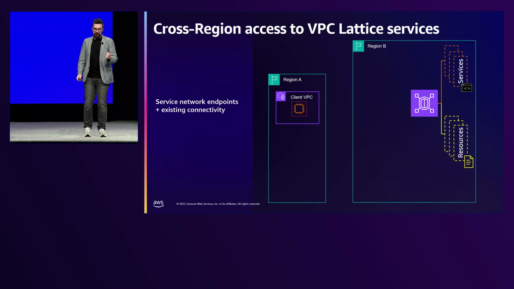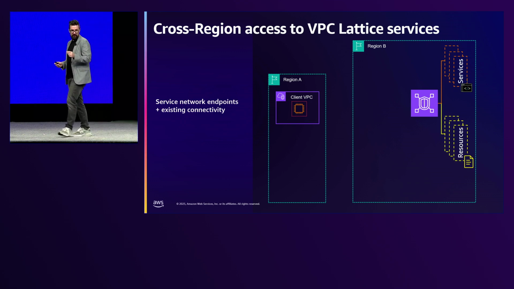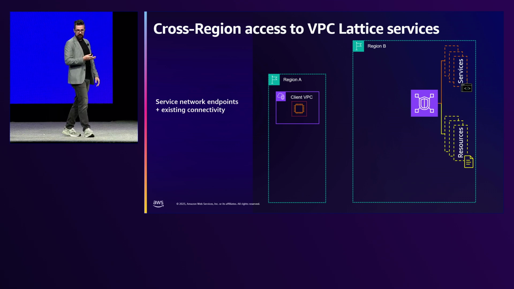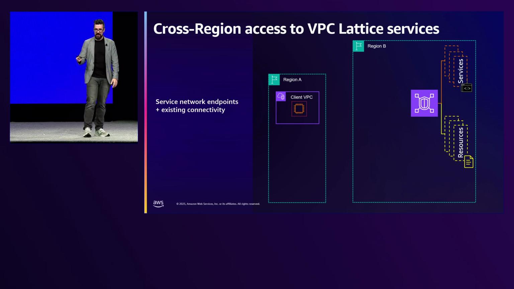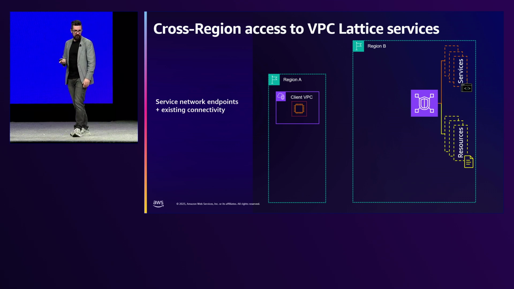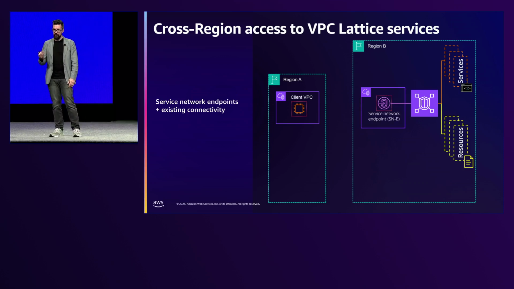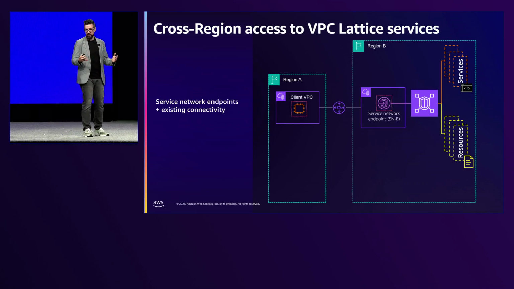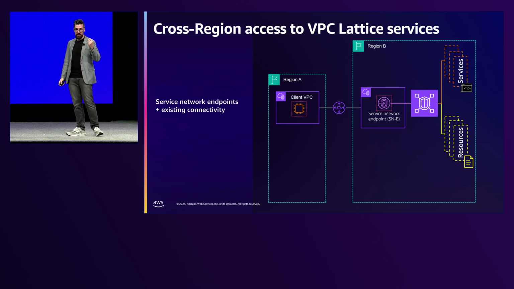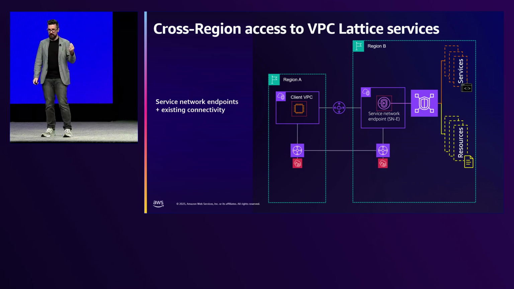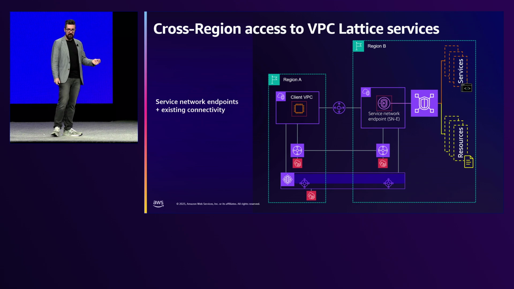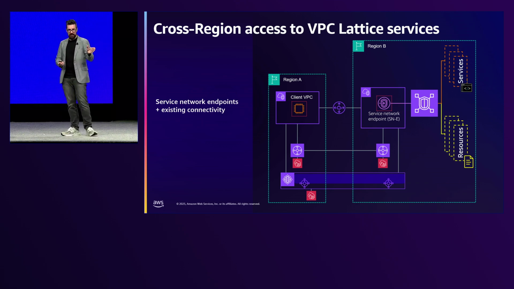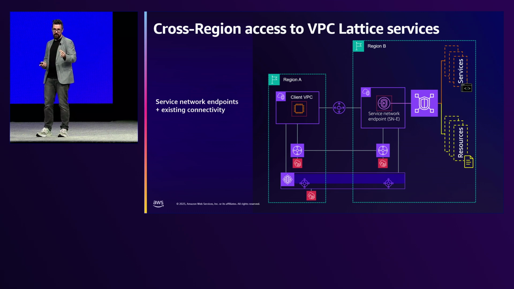Now, the other consideration here would be cross-region access to Lattice services. In this case, I've got a client VPC in region A, and I've got a service network in region B, and I want to access some stuff over there. So what I will do is I'll create a service network endpoint, and I'll need to have some kind of existing connectivity between region A and region B, and that could be a cross-region peering connection, that could be transit gateways peered together, that could be a Cloud WAN core network. Regardless, that'll be how my VPC can now connect to that endpoint.